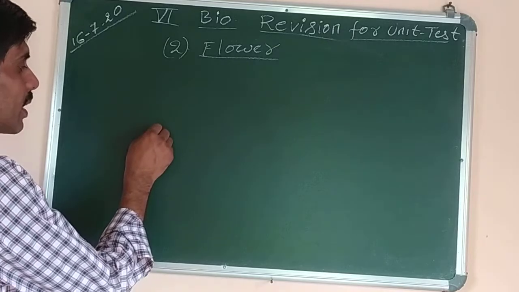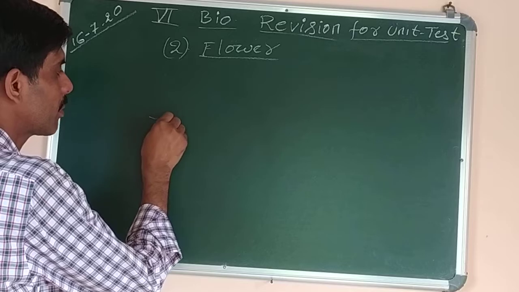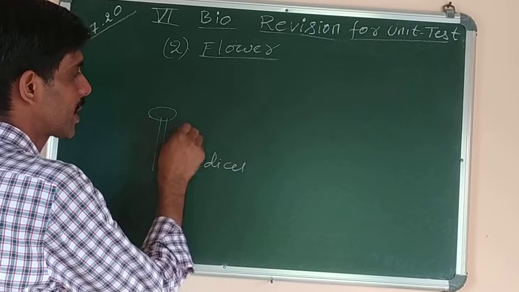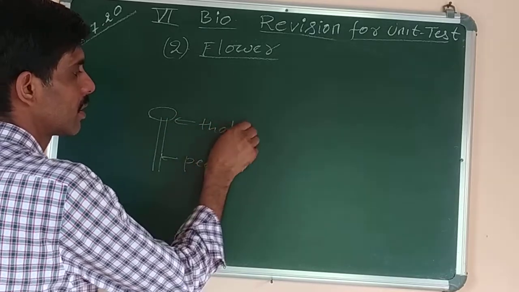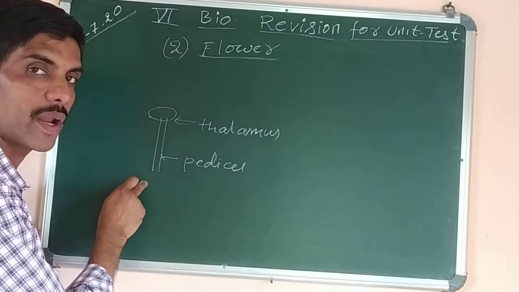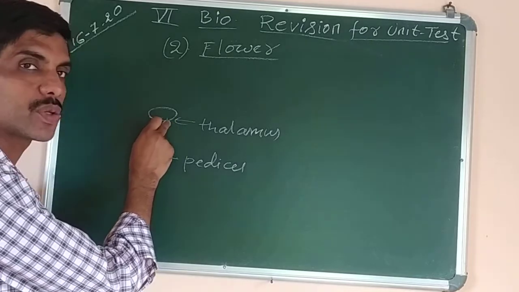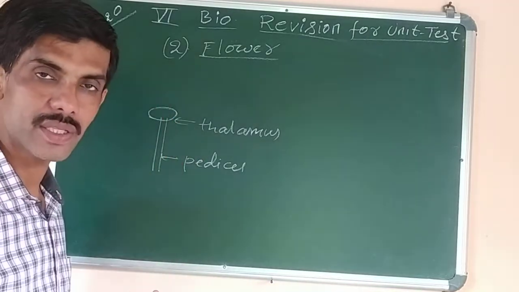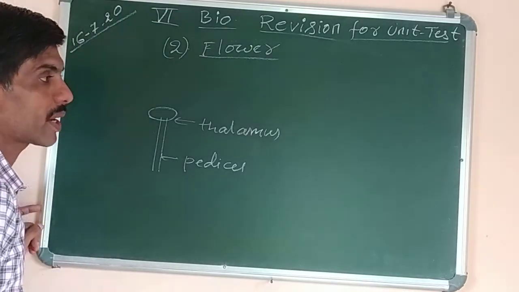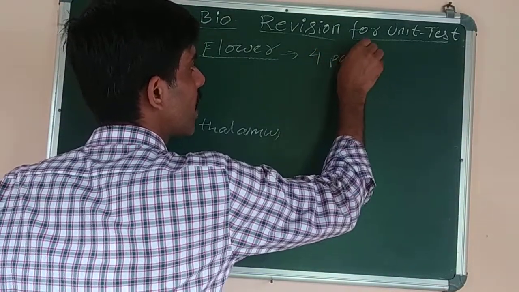The stalk of the flower is known as pedicel. So if I draw, this is the pedicel, the stalk of the flower. The tip of the pedicel is somewhat swollen. It is known as thalamus or receptacle. So this one is called thalamus or receptacle. What is the function of pedicel? It helps to attach the flower to the stem, and the thalamus, the swollen tip of the pedicel, is the base where all the floral leaves, also known as whorls, are attached. So what are whorls? If I am saying a flower has 4 parts mainly, what are the 4 parts of the flower?